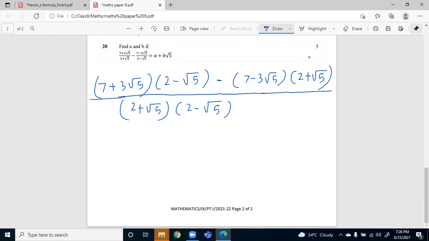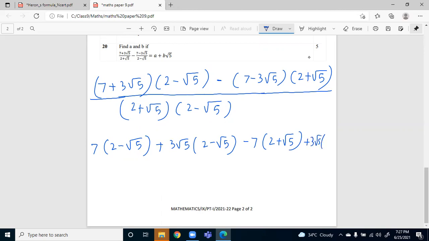So if you look at it, 7 will get multiplied to both of these terms and 3 root 5 will get multiplied to both of these terms. Similarly, for the minus, if I open this, minus 7 will get multiplied with these two terms, and minus and minus will become plus. So plus 3 root 5 will get multiplied to both of these terms.